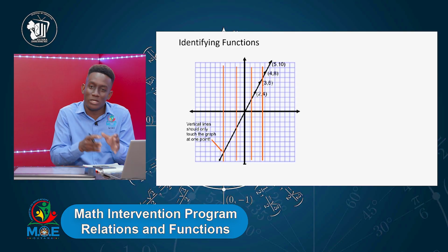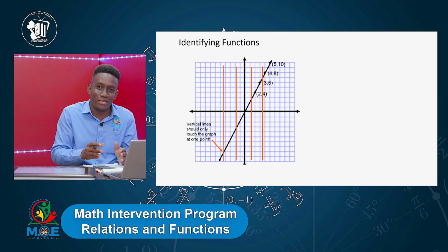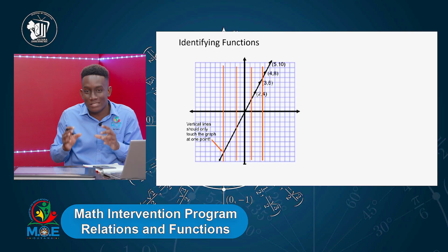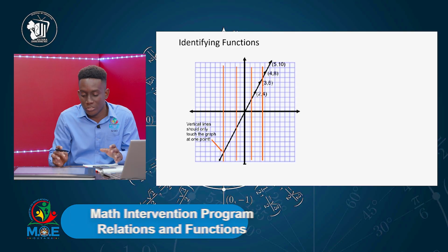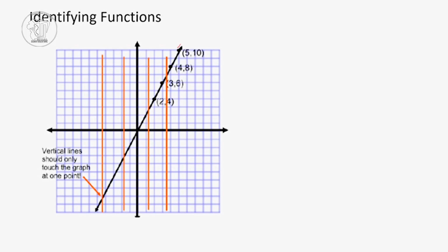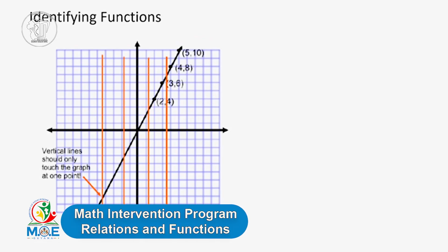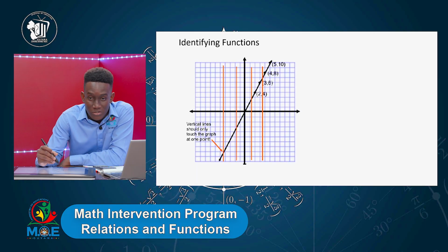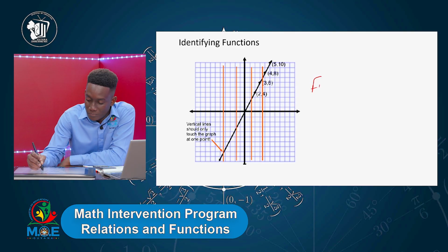then we can consider that graph to be a function. For example, we have all these red lines passing through this graph. And as we can see, the red lines only touch one part alone on the graph. So we can consider this graph to be a function.